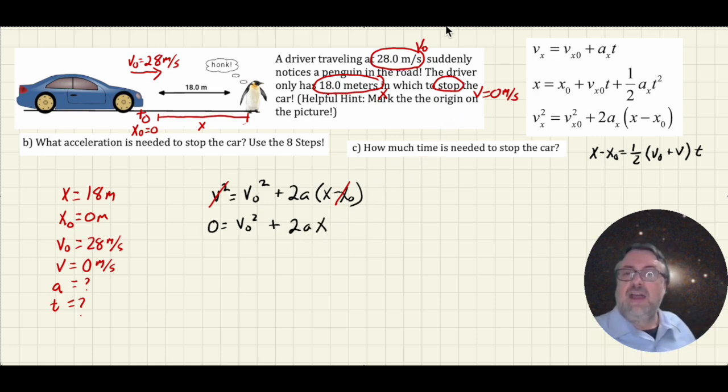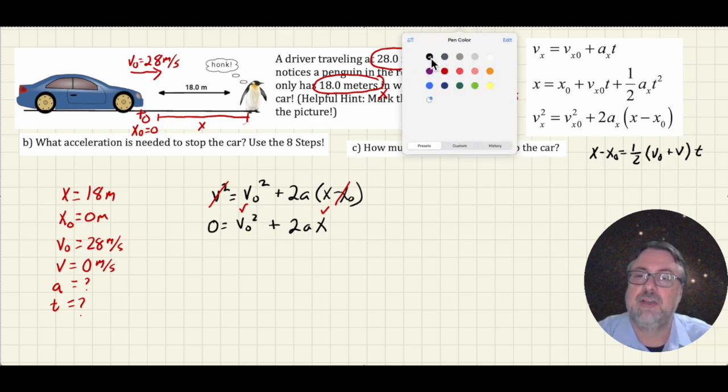Now, another good step is to take an inventory to make sure that we only have one unknown in this equation. If there was more than one unknown, then we would need a system of equations. But I do know what the initial velocity is, so that's good. And I do know what x is, so the only unknown in this equation is a. So I'm ready to proceed.